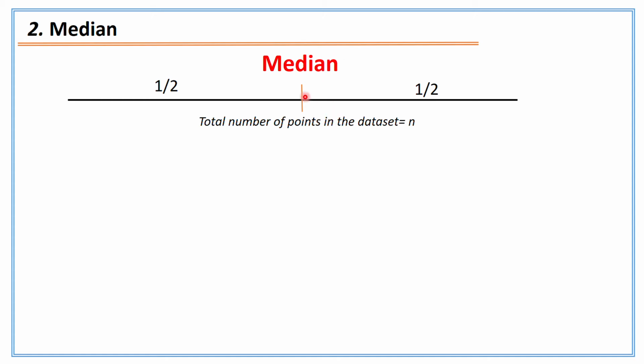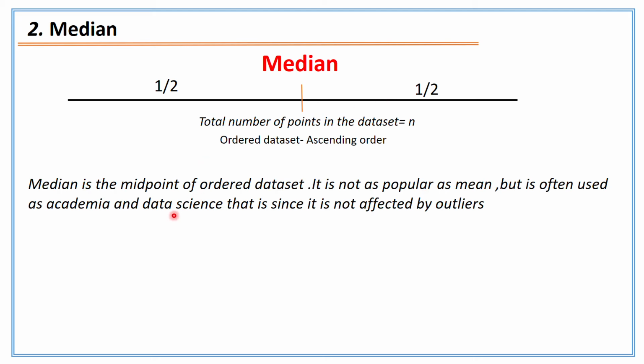It says that 50% of the values are smaller than this and 50% are greater than this. Why? Because we always calculate the median after arranging the data set in ascending order. Only then do we calculate the median. That's why half of the values are less than the median and half are greater than it. Now what does the median mean? Median is the midpoint of the ordered data set.